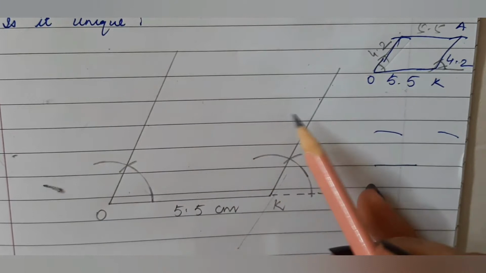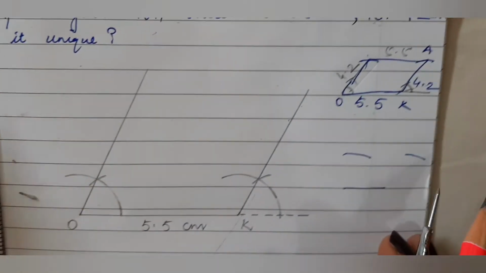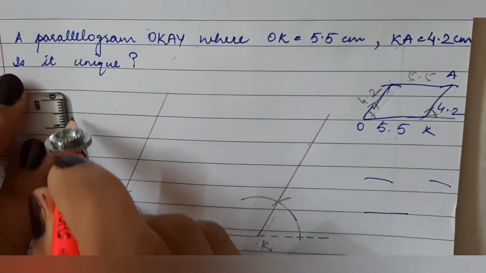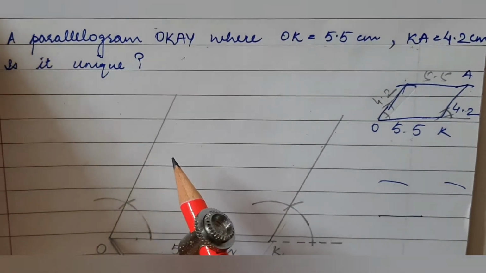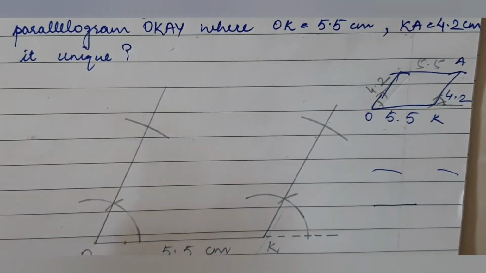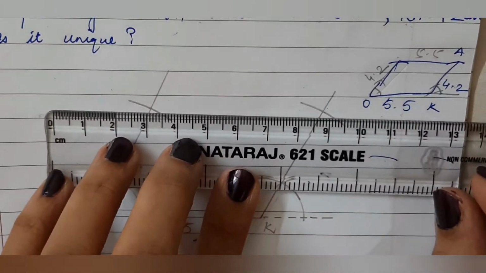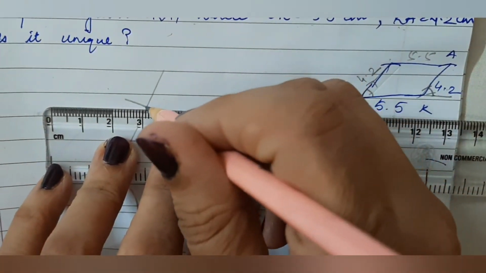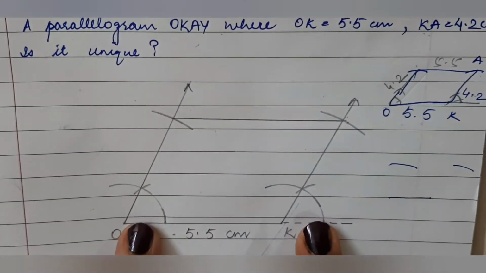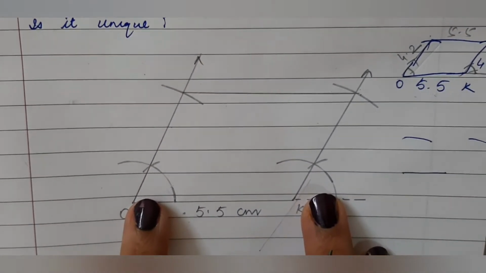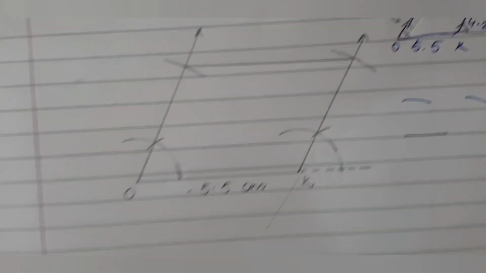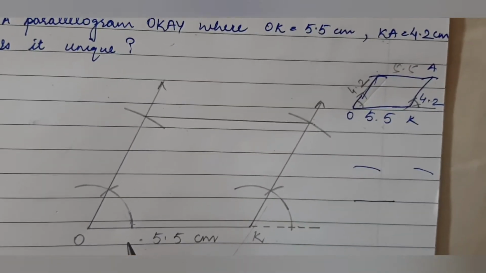Now I want these two sides to be 4.2 centimeters. Now with the help of a scale, open your compass for 4.2 centimeters radius. Draw first arc, draw second arc. Now join them. Now you can make it out. These angles, let it be of any measurement. These are of 60 degrees, of course, because whenever we take the same radius, the angle is of 60 degrees only.